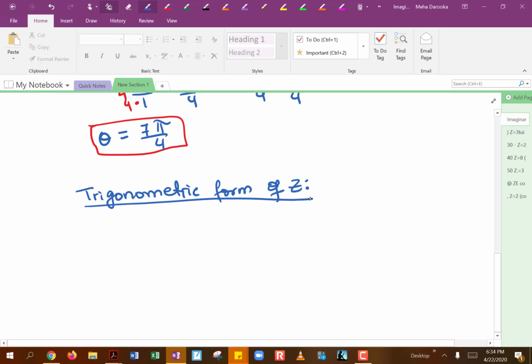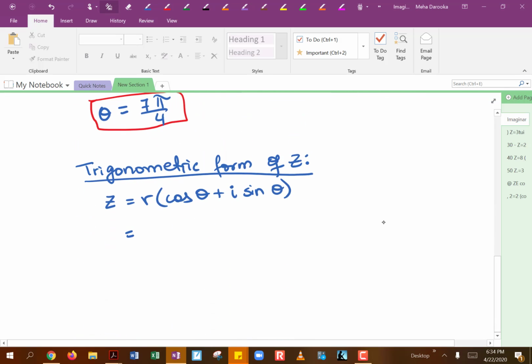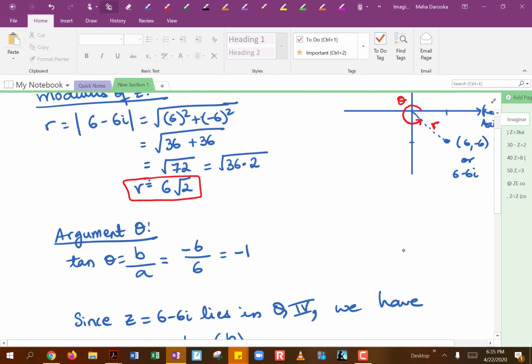Okay, so this will come out to be, remember, z equals r times cosine theta plus I times sine theta. So r was again 6 square root of 2. There we go. And then cosine of theta will be 7 pi over 4 plus I sine of 7 pi over 4. And this is going to be our trigonometric form for the complex number 6 minus 6i. Okay?